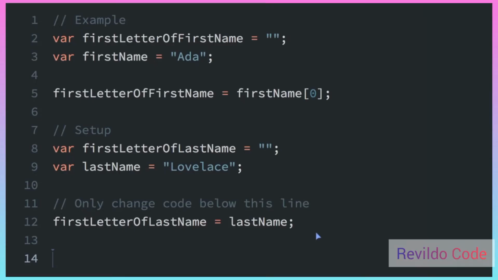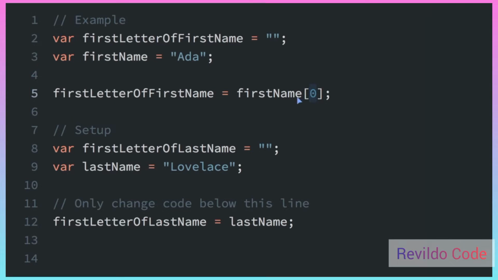Bracket notation is a way to get a character at a specific index within a string. So you can see right here, we have the first name, Ada, and right here we have first name, and then here's the bracket notation. You can see there's brackets with a number inside.